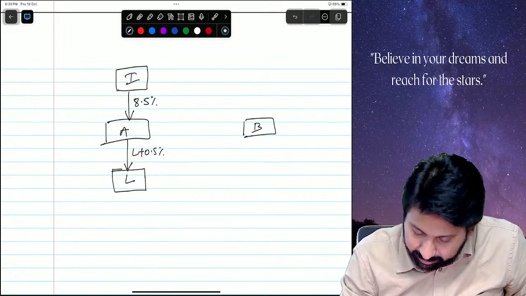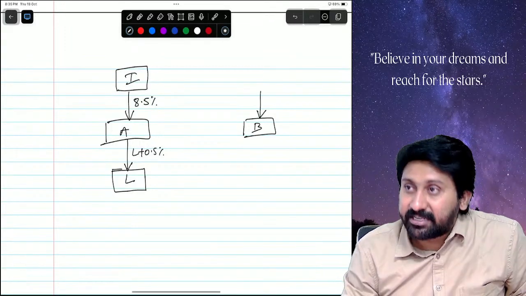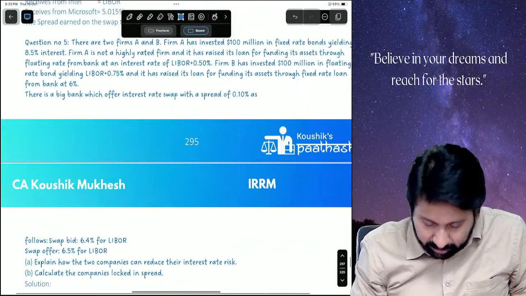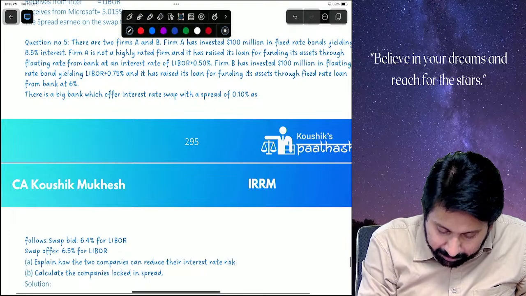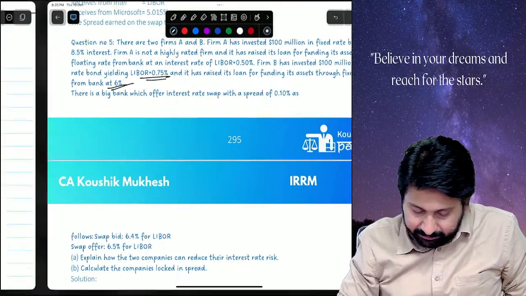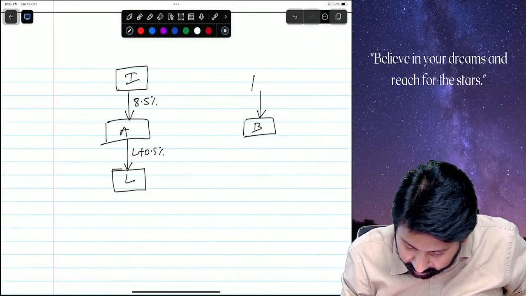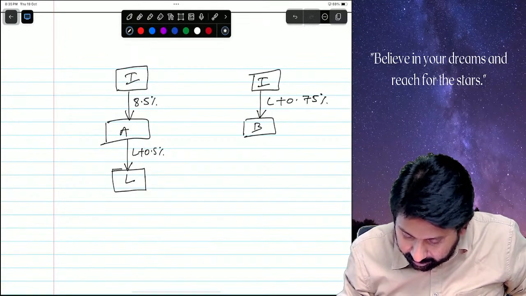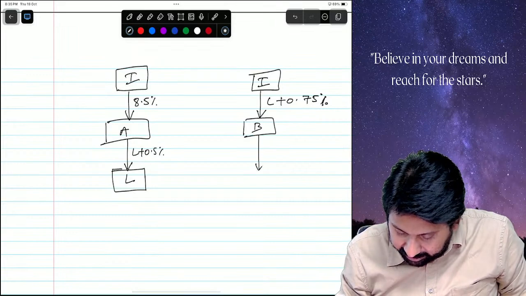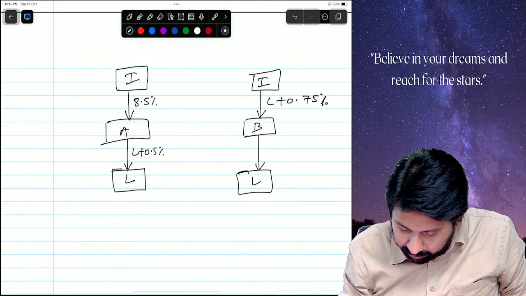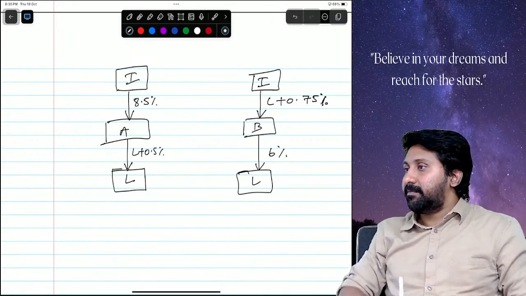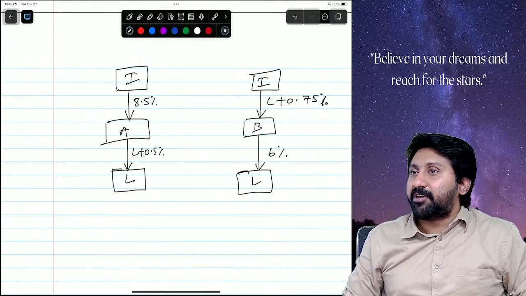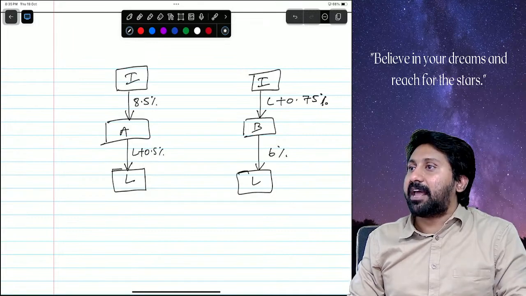Tell about B. Receiving at Libor plus 0.75, and paying at how much percent? 6. Receiving Libor plus 0.75, and it is in turn paying the lender how much percent? 6%. Copy this first. Copy this in the notes. So the original diagram, if you understand it now, we will have clarity on what we have to do in the swap.